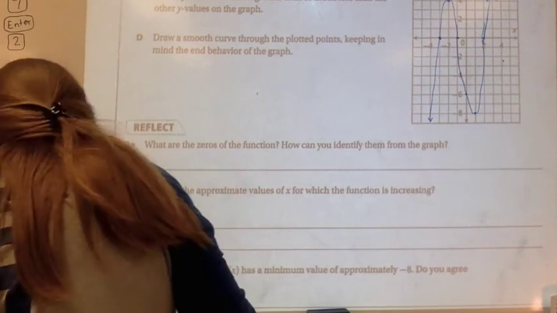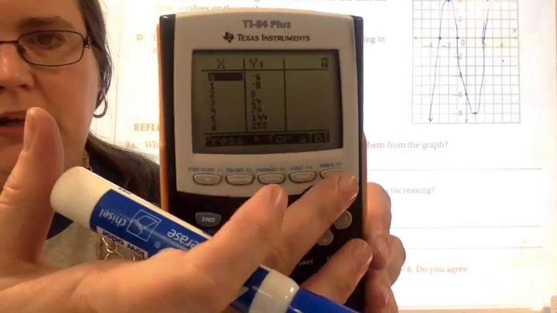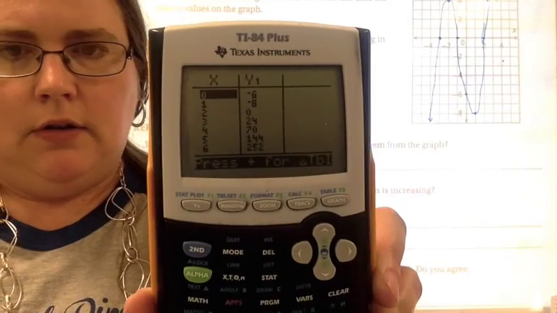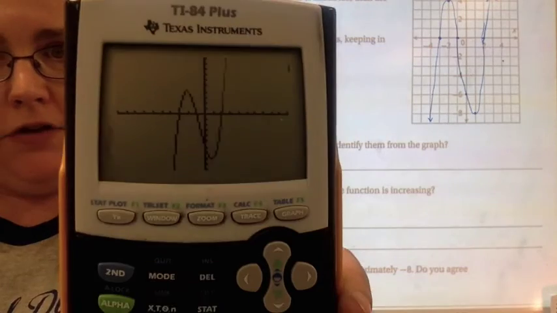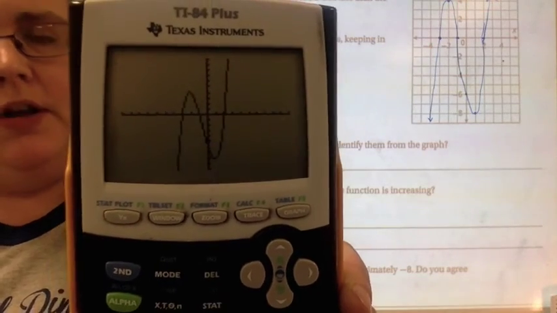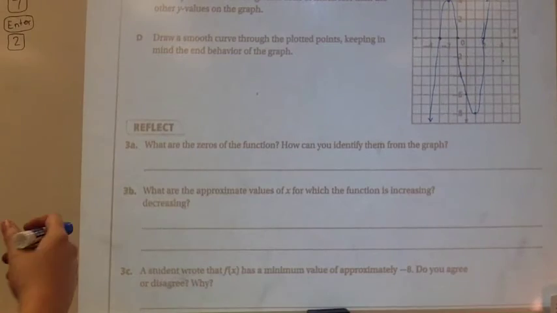You can also do this on the calculator and look at the graph. We already have the data in there, so if you just want to hit graph now, then it'll graph it. You can compare it to the graph that we have on the board or the graph that you have on your worksheet and see that we did pretty well there.